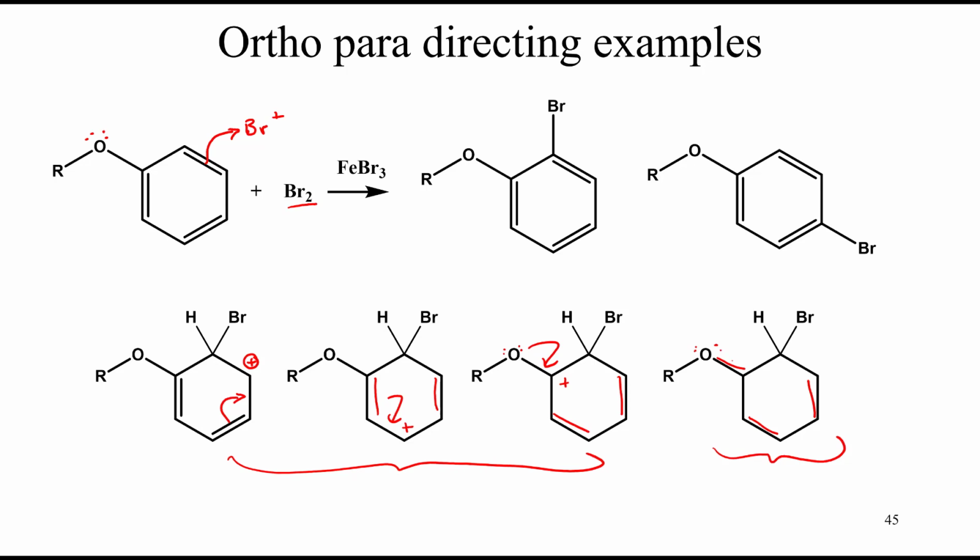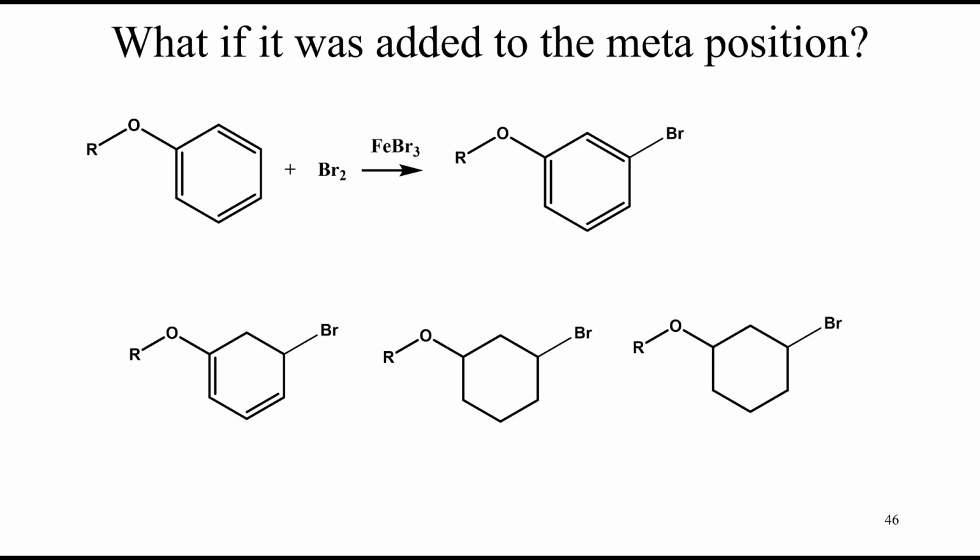So the next question to ask is, ortho-para looks like it has an extra resonance structure if we add it in those positions. What if I added it to the meta position? If I add it to the meta position, you'll notice the positive charge is on this carbon. And then when I draw the resonance structures, that's the first of the 3 resonance structures that I'd get. Go ahead and pause the video and fill in the remaining structure.